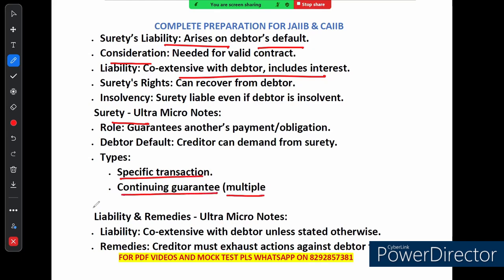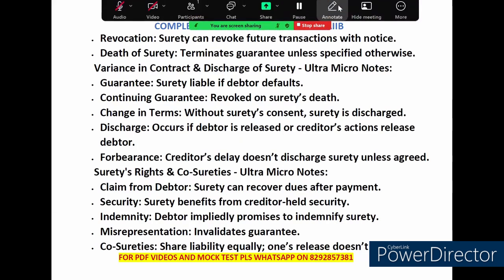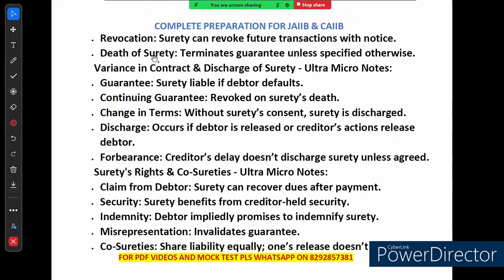Now let's talk about liability and remedy. The surety's liability is usually the same as the debtor's unless the contract says otherwise, and the creditor must first try to recover the money from the debtor before going after the surety. The surety can also revoke the guarantee for future transactions by giving notice. Death of surety: if the surety dies, the guarantee is usually terminated unless the contract specifies otherwise.